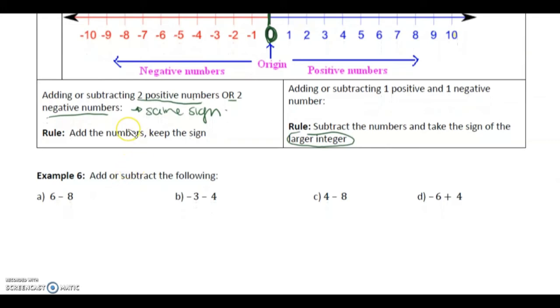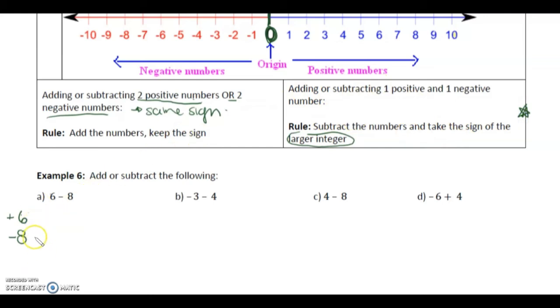So add or subtract the following. Example 6. 6 minus 8. If you take a look at these numbers individually, we have the number 6 and we have a -8. These are two different signs. One's plus, one's minus. So we are going to use this rule over here.